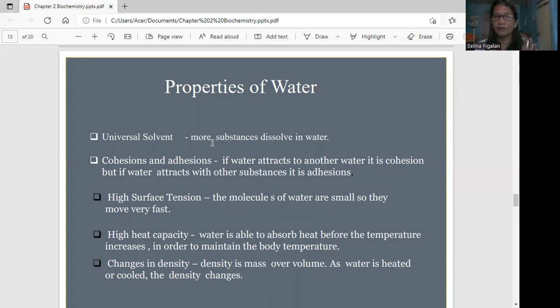The fourth is high heat capacity, which is water is able to absorb heat before the temperature increases in order to maintain the body temperature. That is one of the properties of water. Like for example, the seawater. Di ba? Pag nagliligo kayo, kahit nasikatan ng sun yan. Okay? One of the properties of water is high heat capacity. Kaya niyang absorb ang heat. And because of this, it maintains the body temperature. It maintains the temperature of the sea.